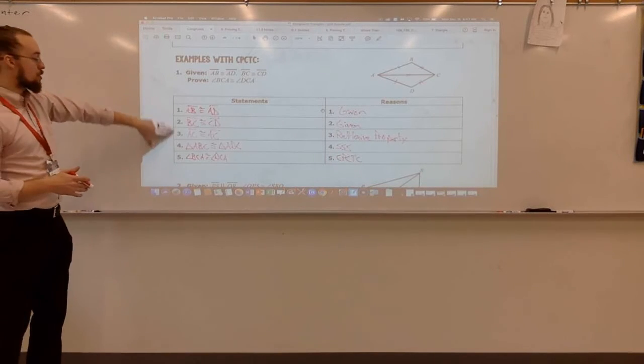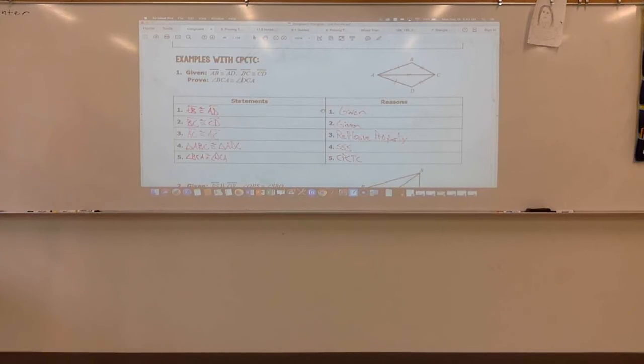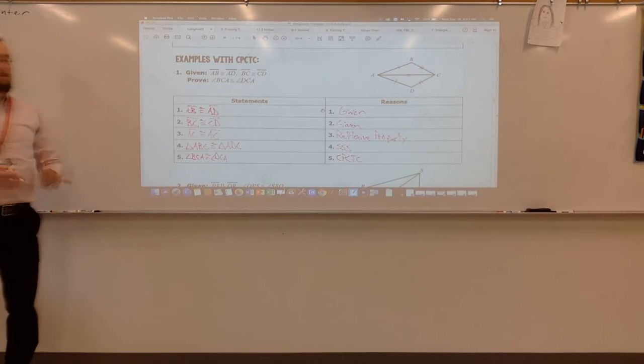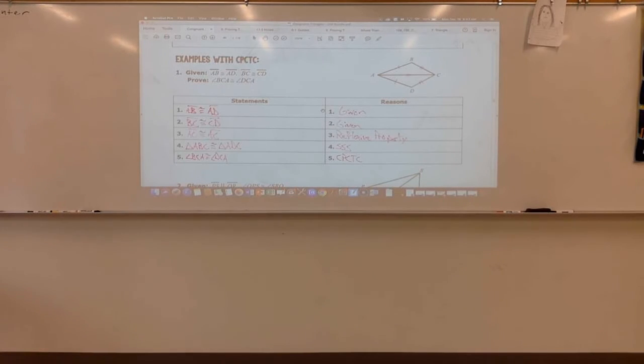So it's just like one more step for what we've been doing. We've been proving triangles are congruent. So we've done this. Now we're just adding one step and saying, well, now I can show that any pair of sides or pair of angles are congruent if I know the triangles are congruent.